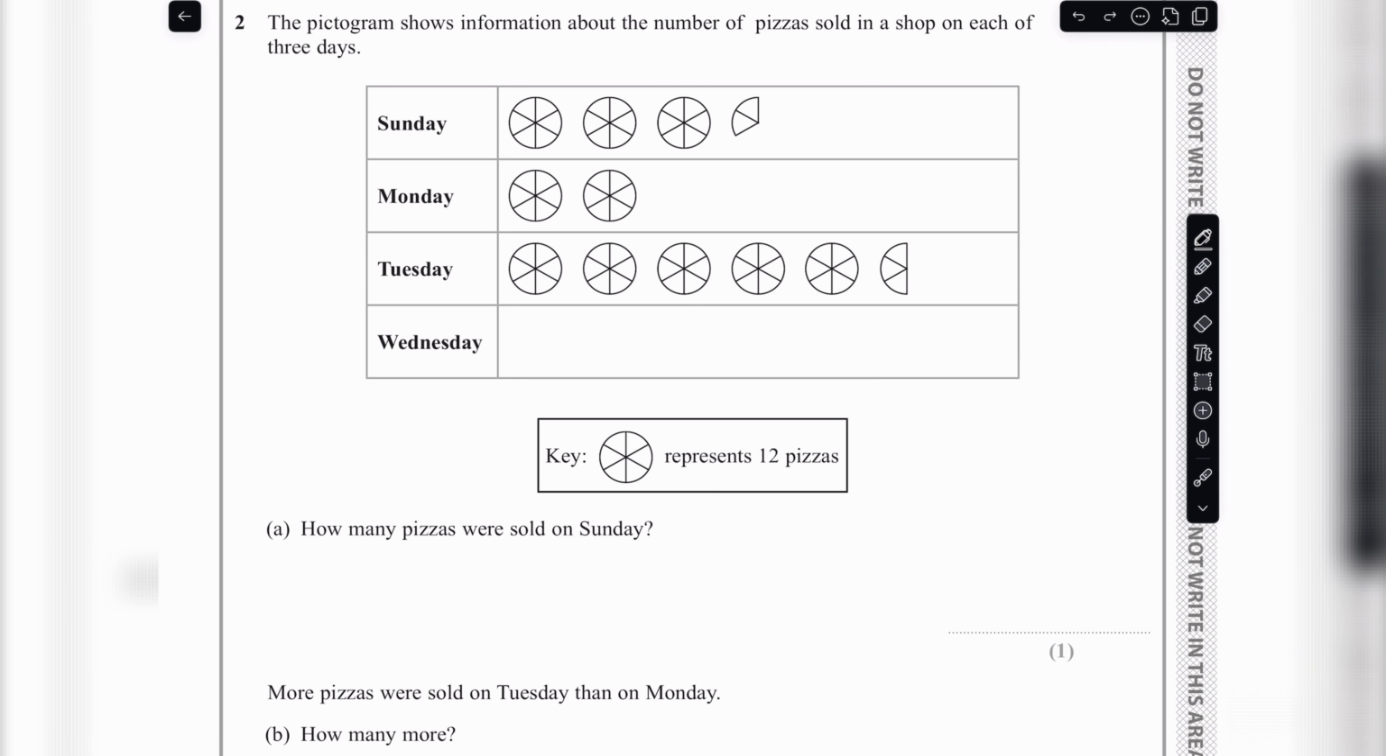So if we look at Sunday, we can see that there are 12 pizzas sold there, another 12 and another 12. And given as we have 2 bits of our full circle, we can use our key to work out what that is. So if we have 6 parts and that equals 12 pizzas, then we can state that 1 part will correspond to 12 divided by 6, which is 2 pizzas. And given as we have 2 parts, this would be 4, so we have 12 times 3, which is 36, and 36 plus 4 is 40.